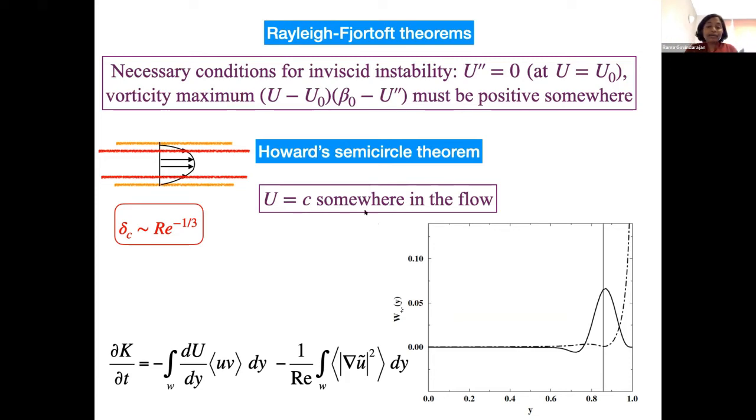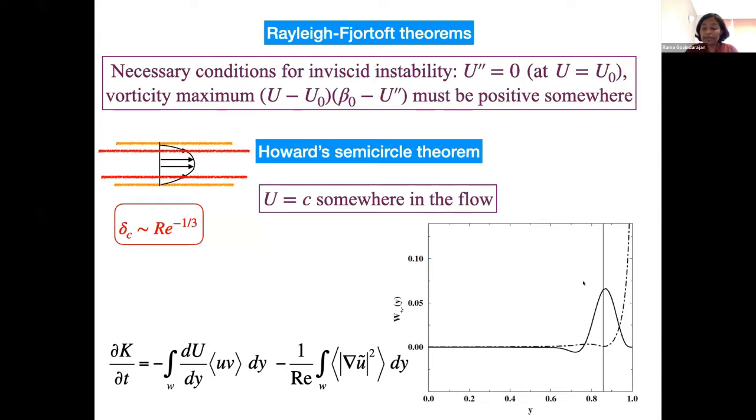Because of this, you're assured of critical layers in the flow. These critical layers are very thin, like Reynolds to the minus some power, where Reynolds is very big, but a lot of action happens in them. And in these layers, you cannot neglect viscosity. Viscosity can actually pump in instabilities and violate the inviscid conditions. It's not really a violation because it's now viscous. Viscosity can create the production as well as the dissipation.